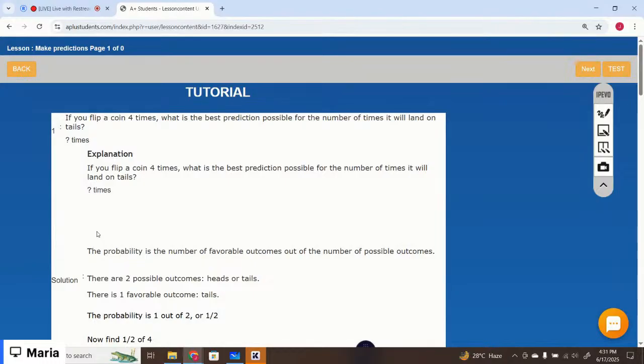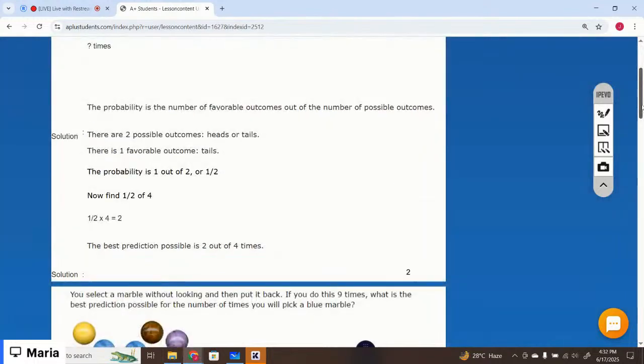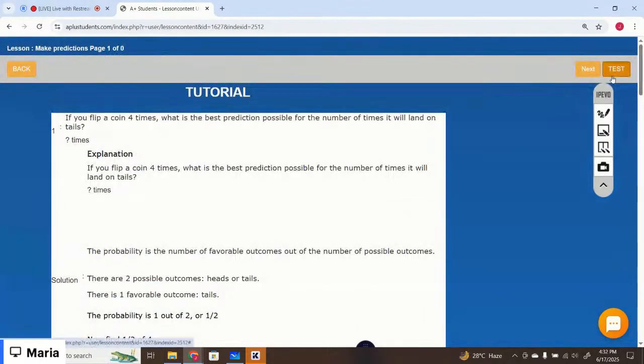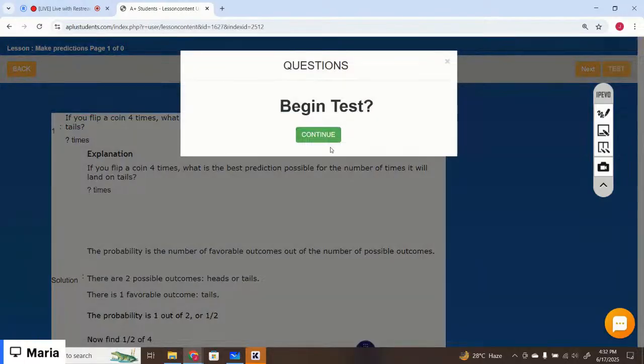Flip the coin 4 times. What is the best prediction possible for the number of times it will land on tail? So the probability of tail is 1 by 2, right? So multiply 1 by 2 times 4, that is 2. So that means the best prediction possible is 2 out of 4 times. Right? Okay, let's just start with the test questions.